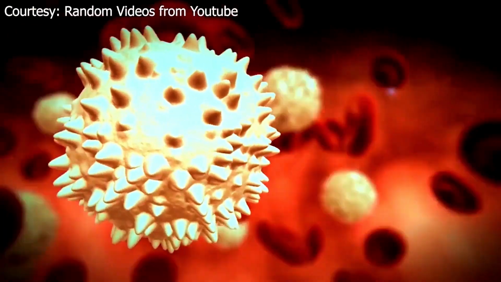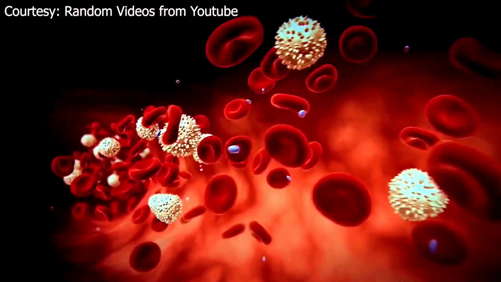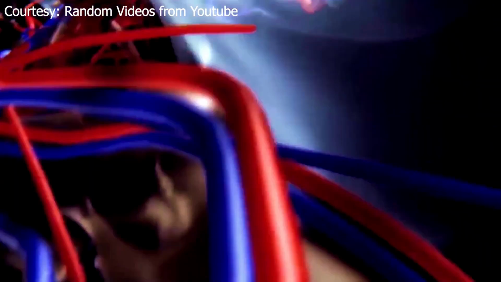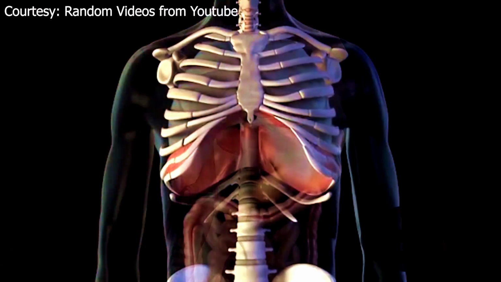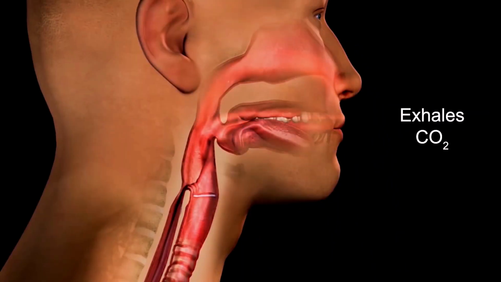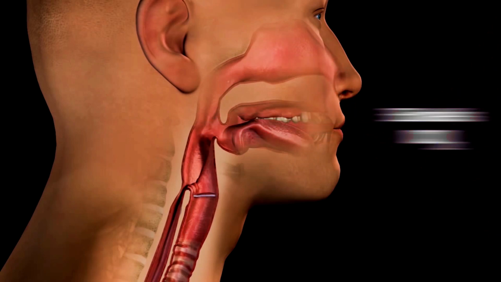Once it reaches the cells, oxygen processes the nutrients to release energy. Carbon dioxide is given off during this process. The blood delivers carbon dioxide into the right portion of your heart, from which it is pumped to the lungs. Carbon dioxide exits your body through the lungs when you exhale.